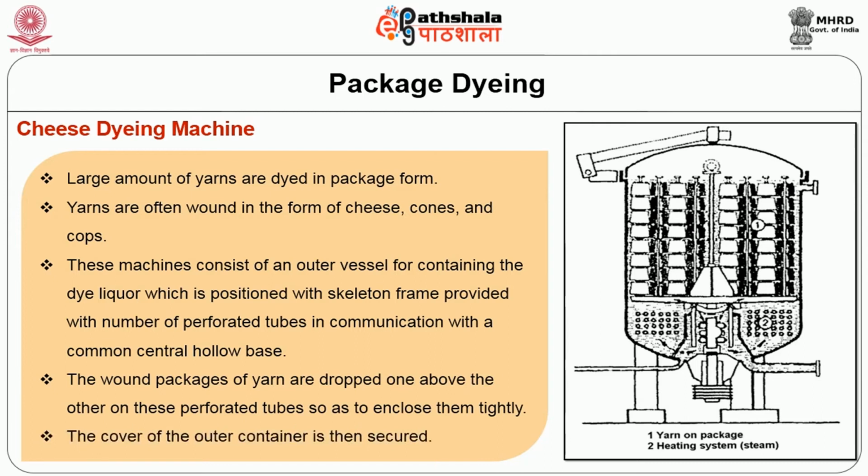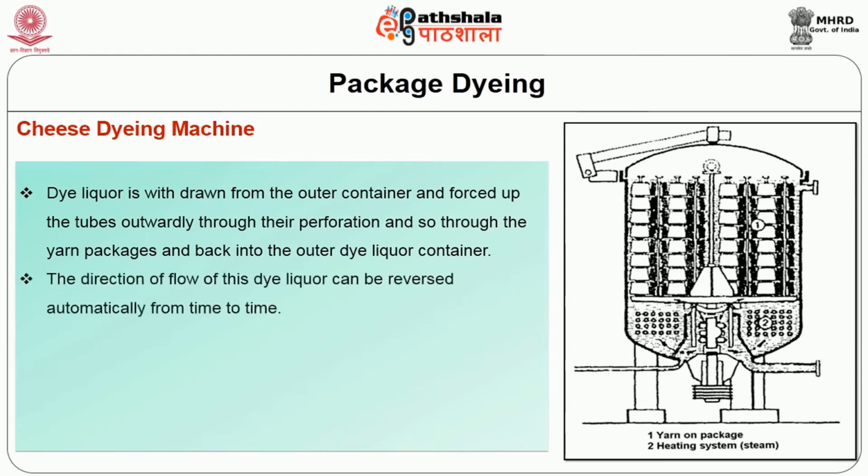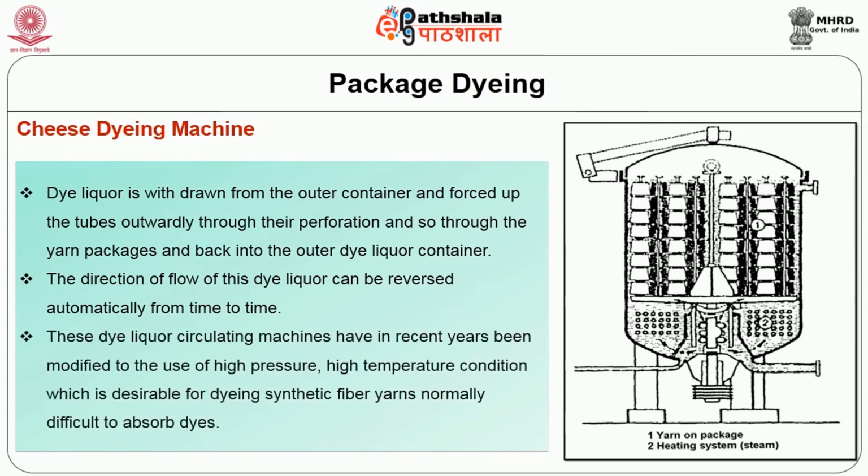Dye liquor is withdrawn from the outer container and forced up the tubes outwardly through their perforations, and so through the yarn package and back into the outer dye liquor container. The direction of flow of this dye liquor can be reversed automatically from time to time. These dye liquor circulating machines have in recent years been modified for the use of high pressure, high temperature conditions, which is desirable for dyeing synthetic fibers. Yarns normally difficult to absorb dyes.